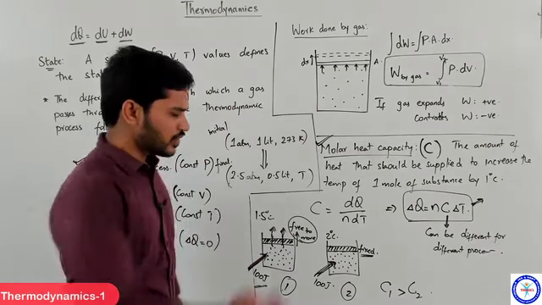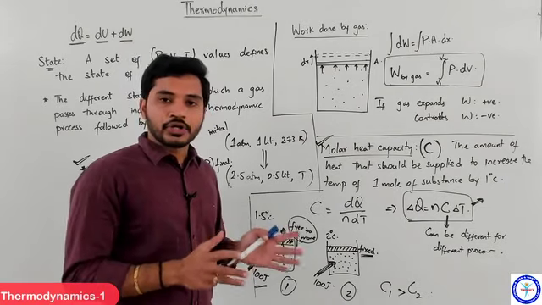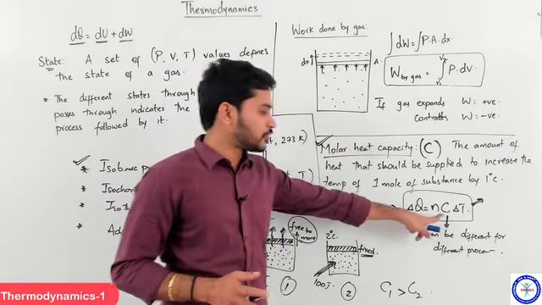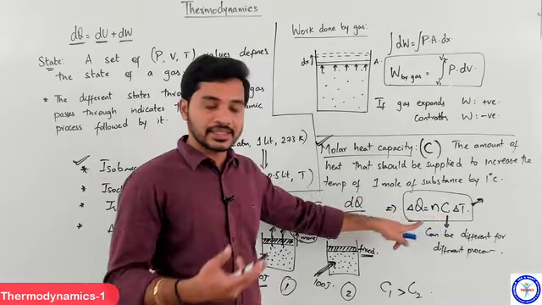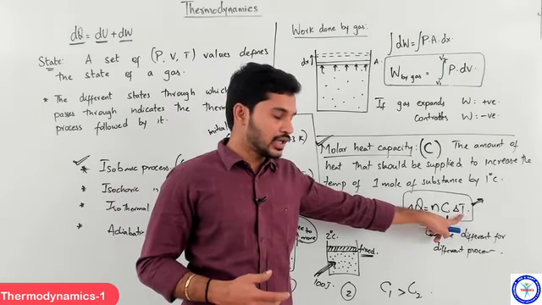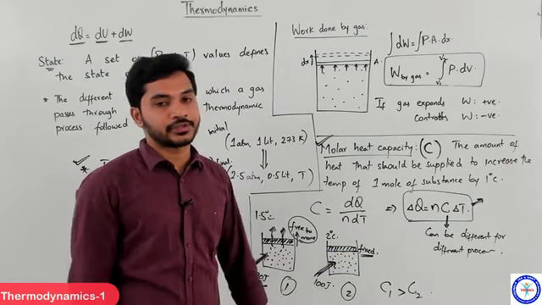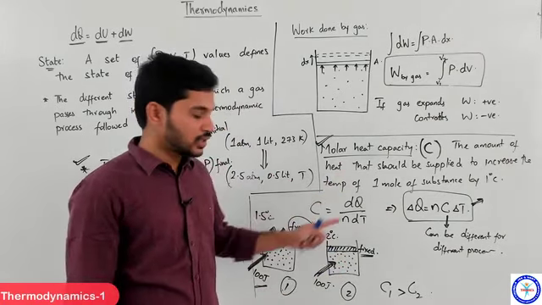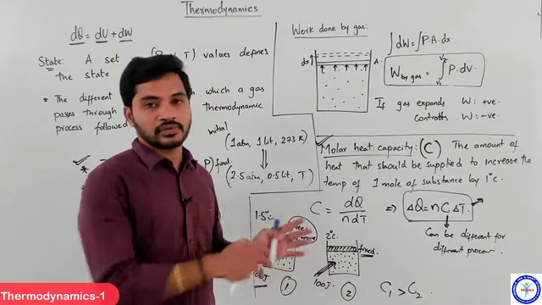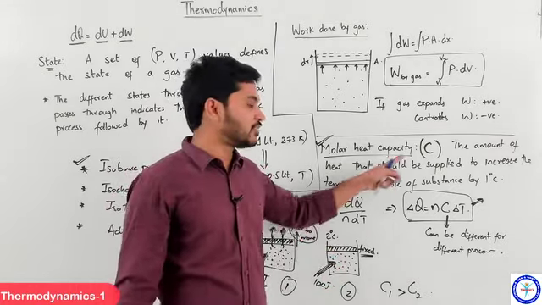Clear, students? We'll anyways discuss that later also. But I want you to get this idea that the value of C, the value of heat that I should supply to increase the temperature by 1 degree Celsius, depends on the type of process that the gas undergoes. Clear? So C can be different for the same gas depending on the process that it undergoes. Different processes have different C values.